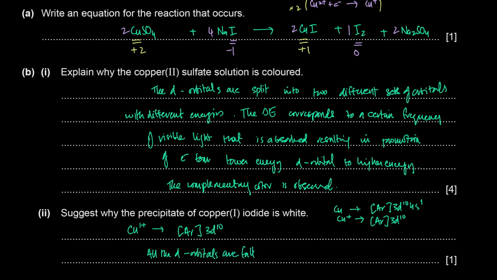Which means that no excitation or no absorption of an electron takes place. There's no space for the electrons to get excited. So what we have is no absorption of visible light.